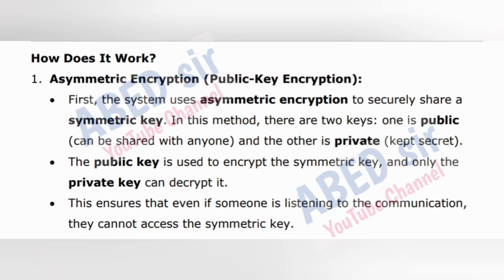How does it work? 1. Asymmetric encryption, public key encryption. First, the system uses asymmetric encryption to securely share a symmetric key. In this method, there are two keys. One is public, can be shared with anyone, and the other is private, kept secret. The public key is used to encrypt the symmetric key, and only the private key can decrypt it. This ensures that even if someone is listening to the communication, they cannot access the symmetric key.